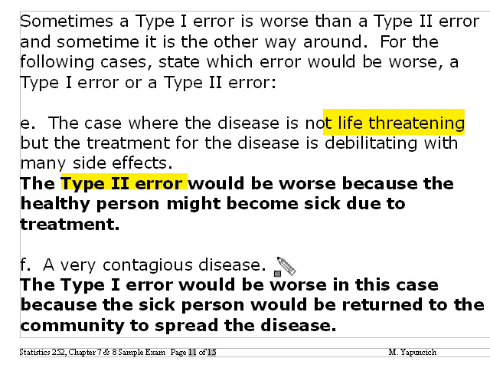Now, for a very contagious disease, you would not want to declare a sick person well and turn them back into the community in order to spread the disease.